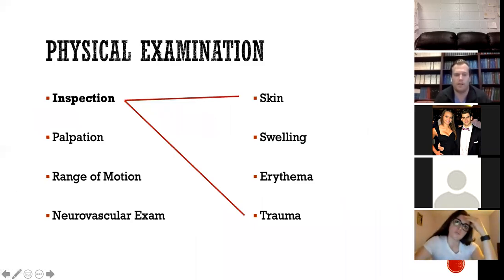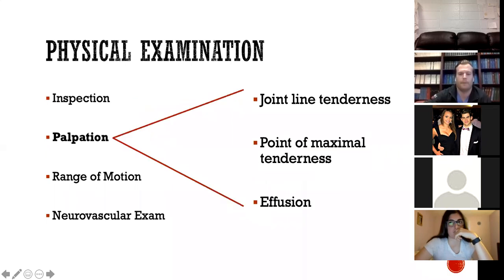When we're first seeing a patient, particularly one that we suspect has a ligamentous knee injury, we've got to go through the same standard physical examination sections as you always use when seeing a patient. First, inspect to see the skin, see if it's intact, see if there's any swelling, erythema, and see if there's any obvious trauma to the knee or gross deformity.